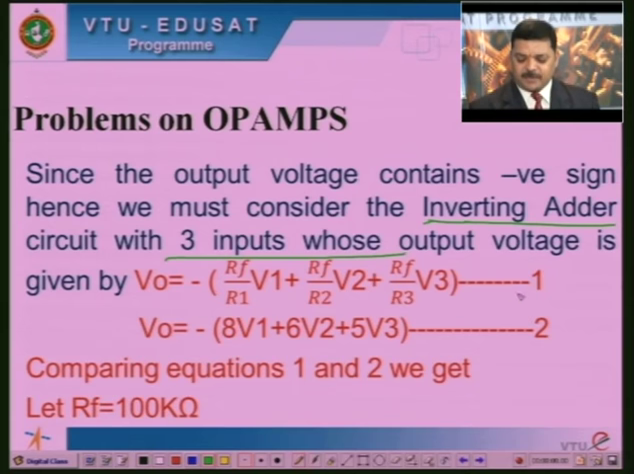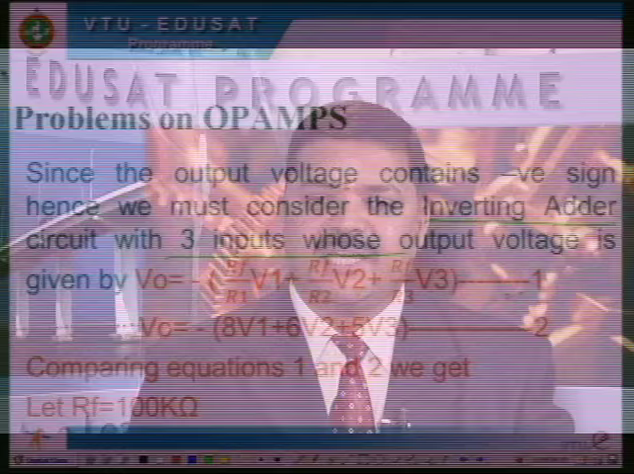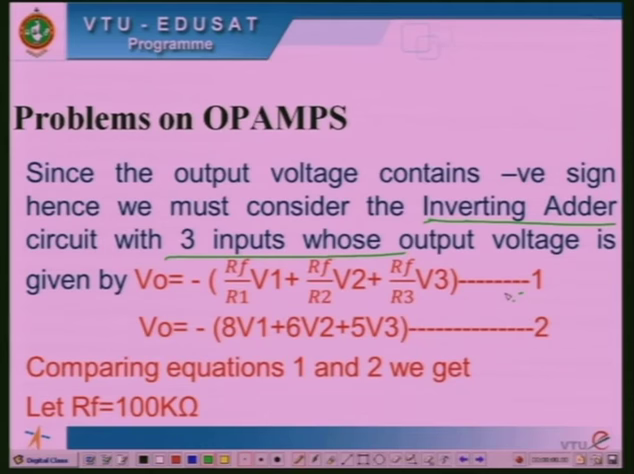Let me call this equation 1. You always have to compare the given output voltage expression with the formula, then only you will get the values of Rf by R1. What is the value of Rf by R1? What is the value of Rf by R2? What is the value of Rf by R3? You will come to know. With that, you can try to find out the values and you can write the designed circuit at last, right.